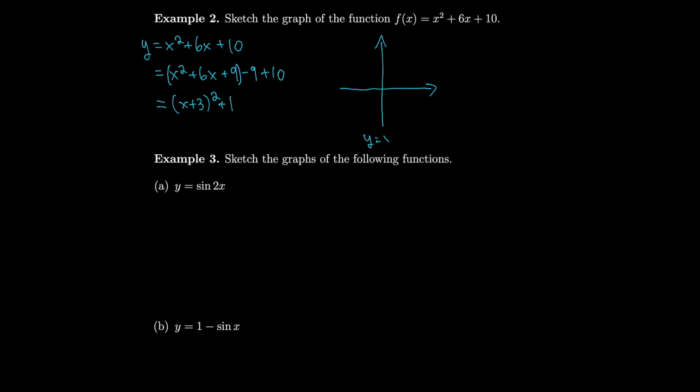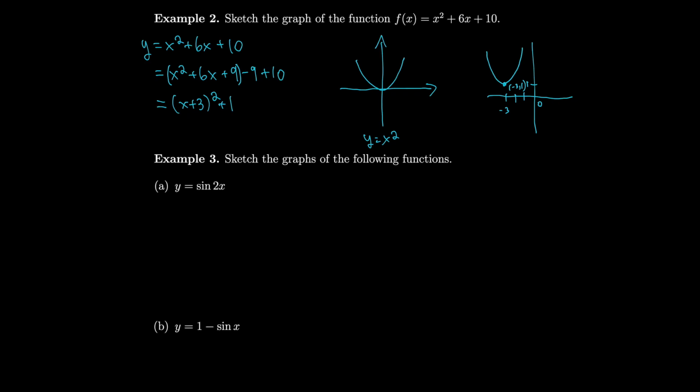this is going to be y equals x squared. Then I get my new graph by moving to the left 3 and up 1. So I should start over here. And this is the point minus 3, 1.